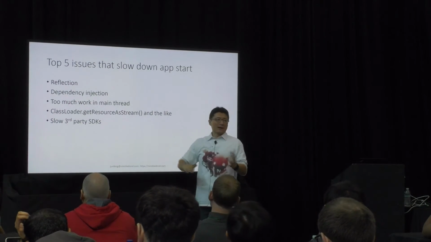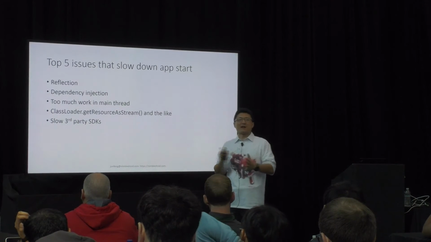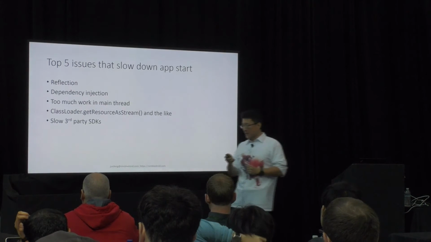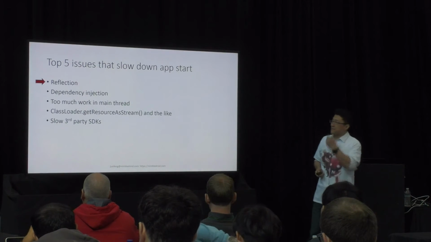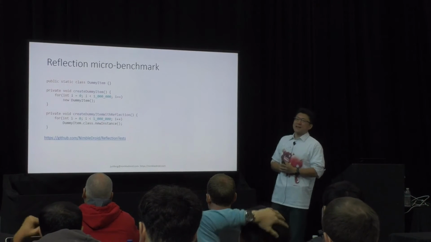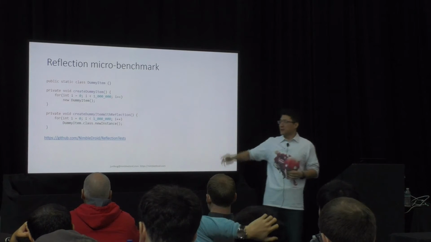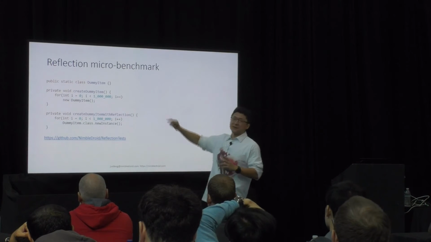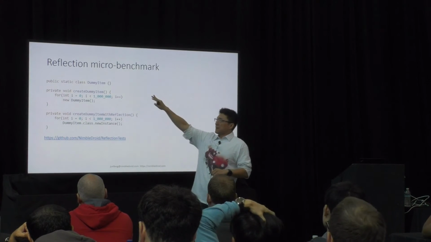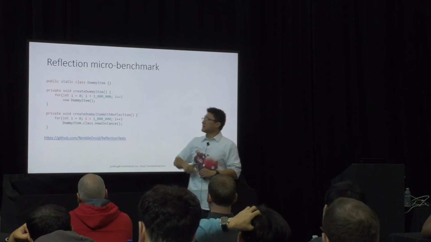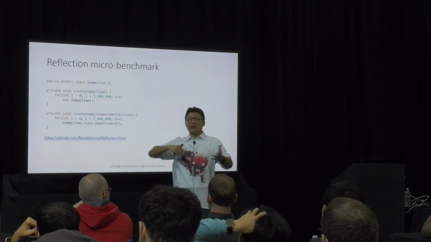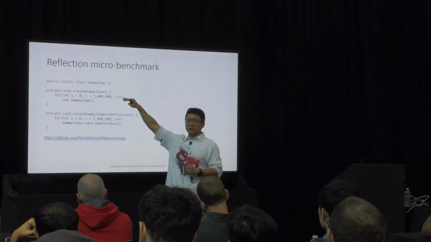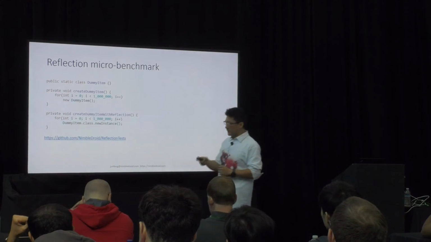And lastly, a lot of the SDKs have problems. If you're not careful and you use one of the SDKs that has some issues, the SDK may slow down your app. So let's start with reflection. To understand the reflection overhead in Android, we created a set of macro benchmarks. It's actually very simple. In this particular macro benchmark, we have this class, which is an empty class, and we try to measure the time to create an object of this class without reflection, the first version, and with reflection, the second version.